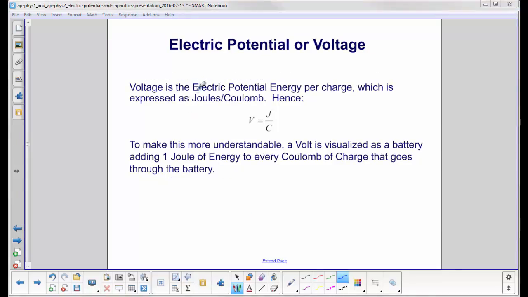Voltage is the electric potential energy per charge. So if we want to use units, a volt, which is the unit of voltage, is a joule per coulomb. To make that a little more understandable, you can visualize a volt as a battery adding 1 joule of energy to every coulomb of charge that goes through the battery.